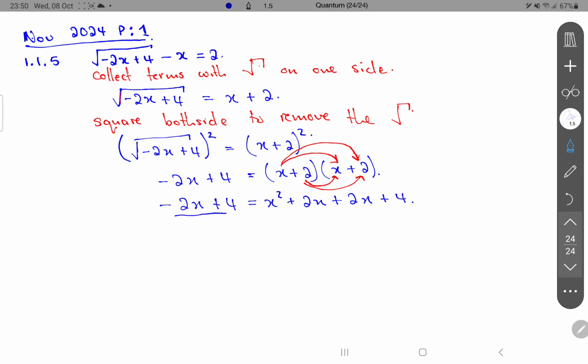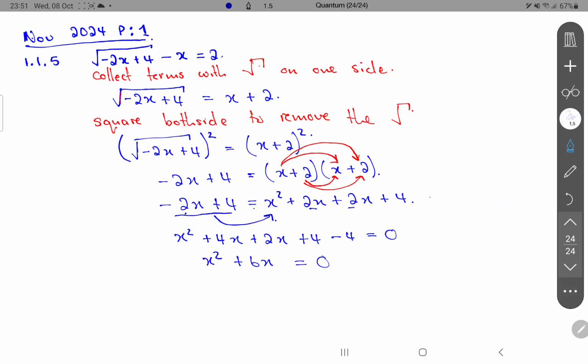Then we can take this whole thing to the other side. It doesn't matter whether we put the 0 on this side or that side. So it's going to be x squared, if we add these two, plus 4x. If we take this to that side, plus 2x. Then I add a plus 4, then it's going to be a minus 4. It's going to be 0. So it's x squared plus 6x equals 0.